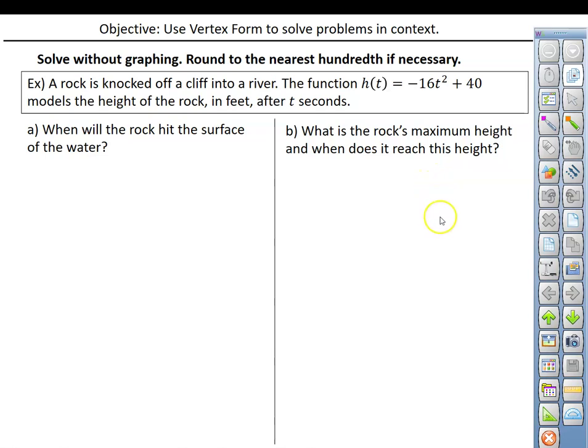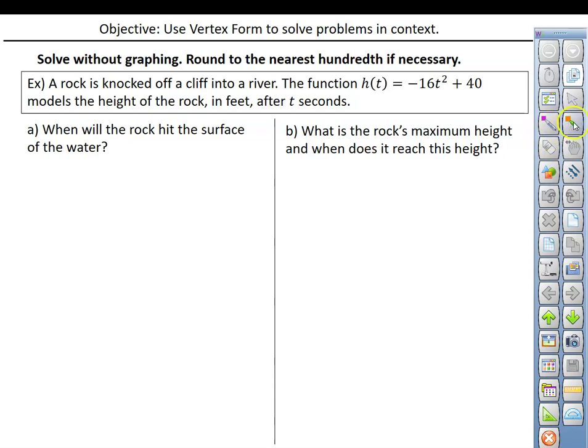Hello there, this is Ms. Page, and this lesson is in our Unit 6 on using vertex form in different types of problem solving. In this lesson, we are going to look at quadratic functions in context that are in vertex form, and then solving problems with that vertex form.